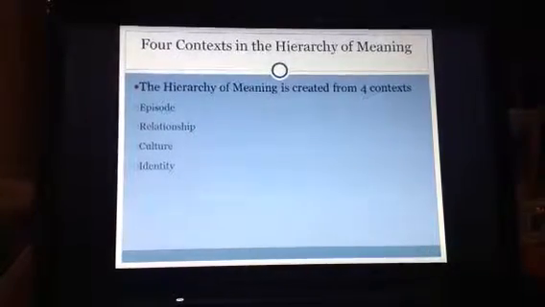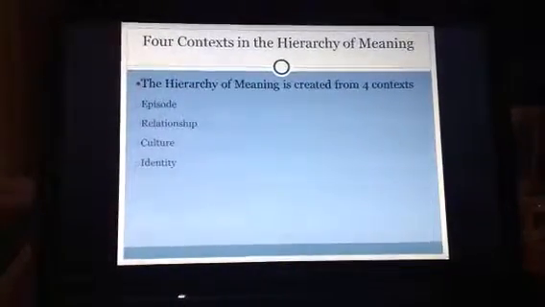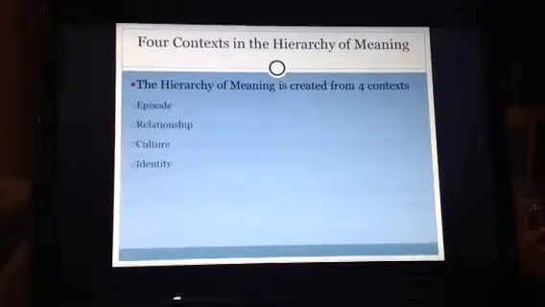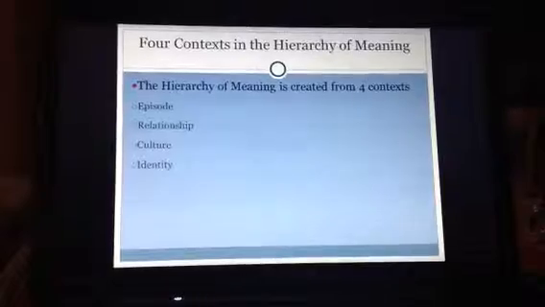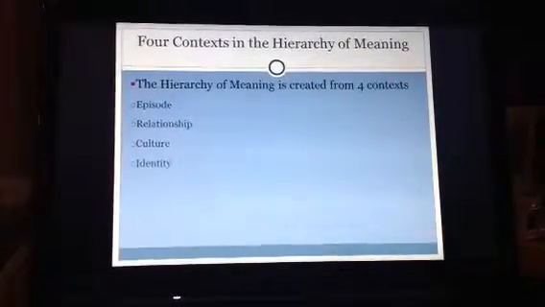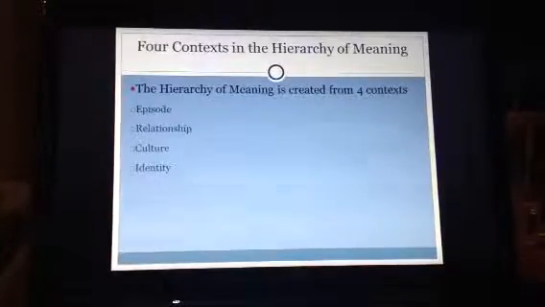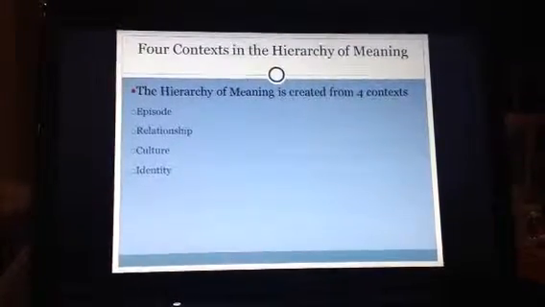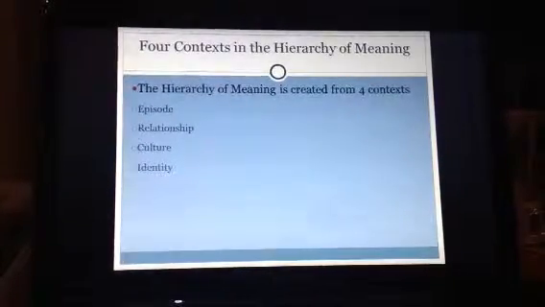The hierarchy of meaning is, like we said, created from four contexts. You have the episode, the relationship, the culture, and the identity. The next few slides are going to touch on all of these specifically and in a lot more detail. But the thing that you need to know is that within each different situation, all of these are going to be ranked in a different order.